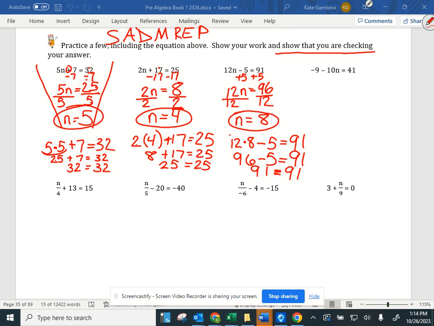91 equals 91. Let's look at our last one on this row. Negative 9 minus 10n equals 41. What is the first operation I have to do? What do you think, Madden?